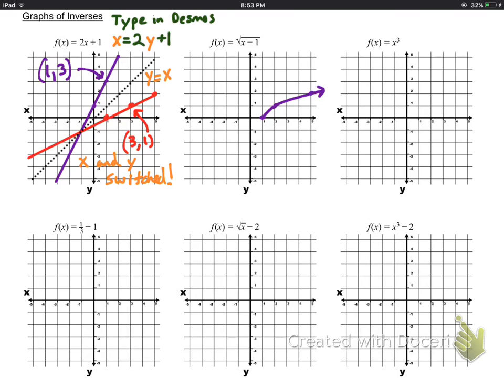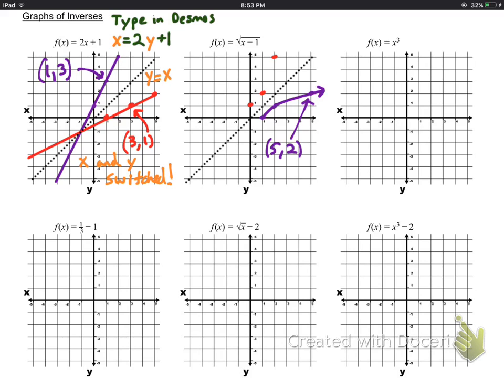Go ahead, and I'm going to sketch this next one here. Go ahead and try typing that into Desmos again with the x and the y switched, and see which graph it gives you. Okay, you can pause the video real fast. Alright, hopefully you got something like this.